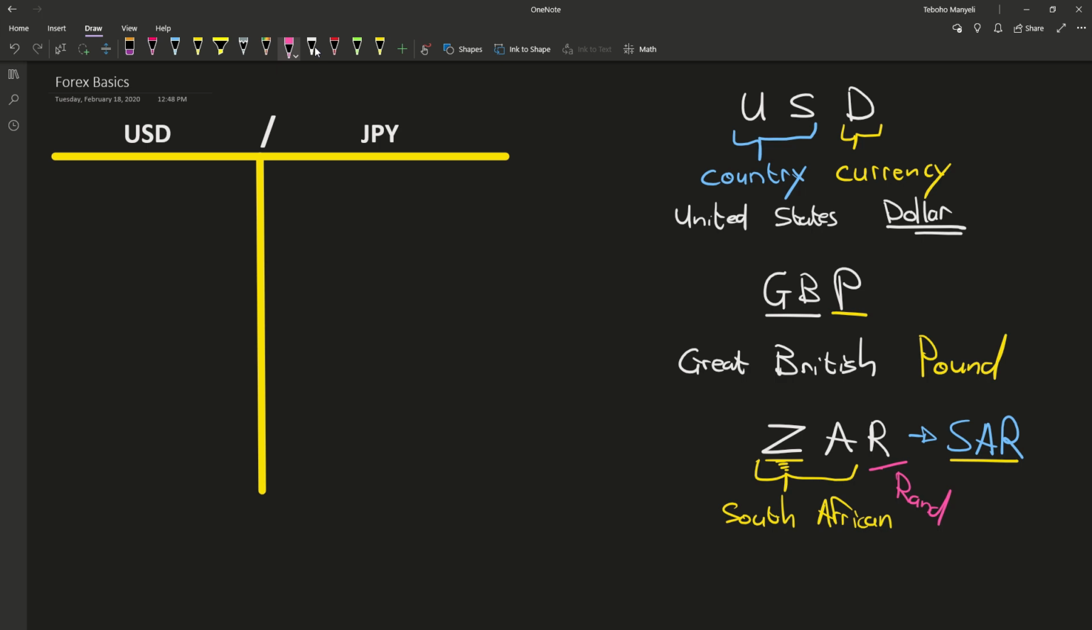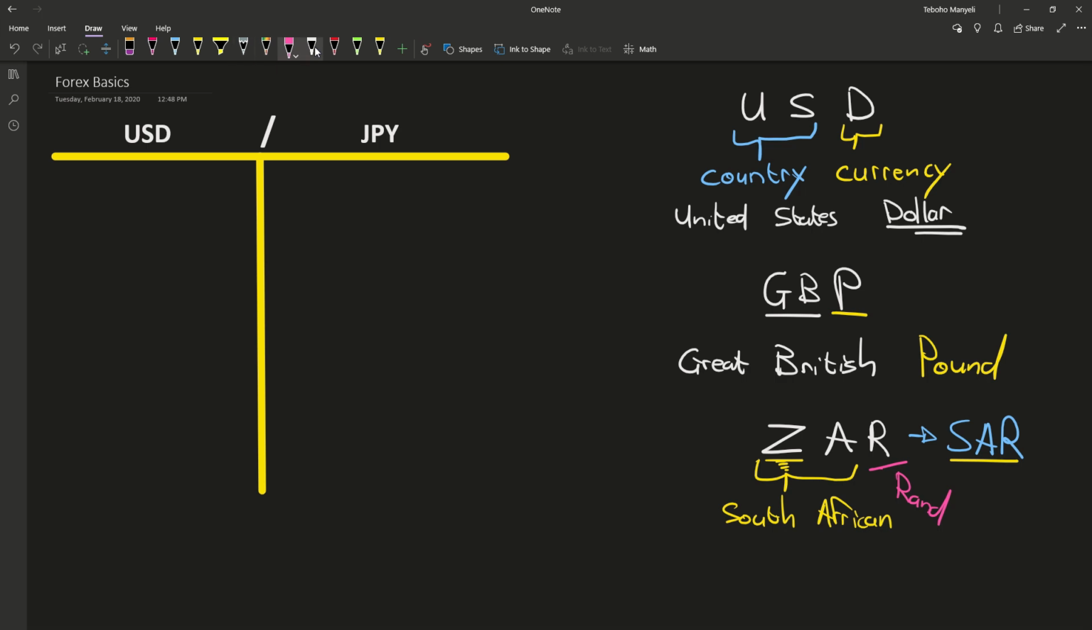But if you go on Google right now and search for currency symbols and names, you get a whole list of the world standard way of naming the currencies, so you won't be missing out, or you won't not know what a currency means.